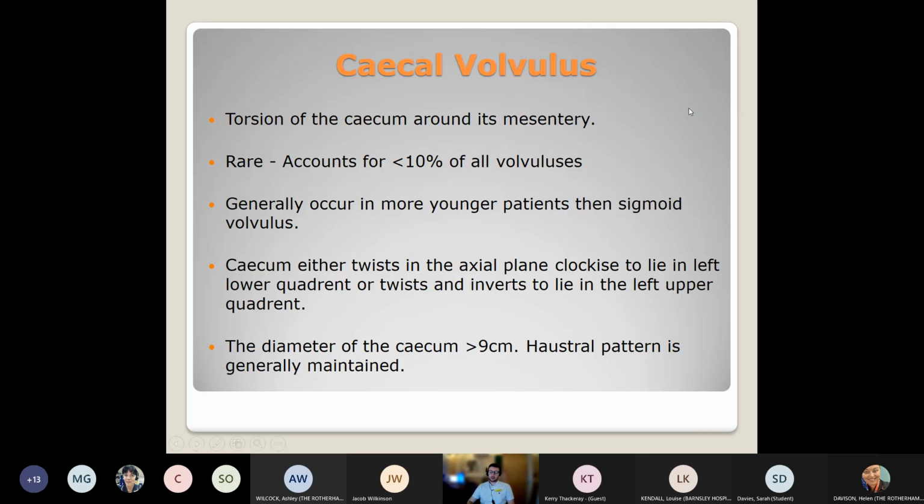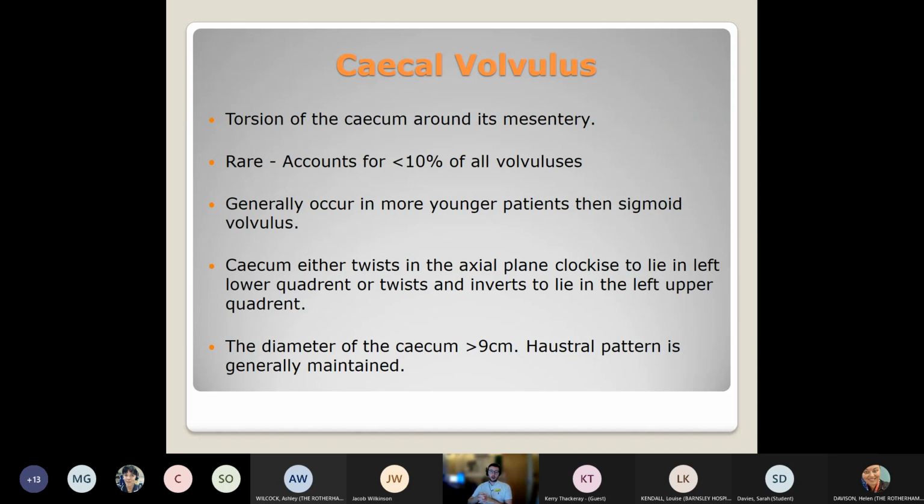Then we can have a volvulus of the cecal colon. Exactly the same principle, where it twists on its mesentery, but this is rare. You see it in less than 10% of all volvulae. I've seen one case in the 3 years I've been here. It doesn't happen often. Tends to happen in more younger patients.